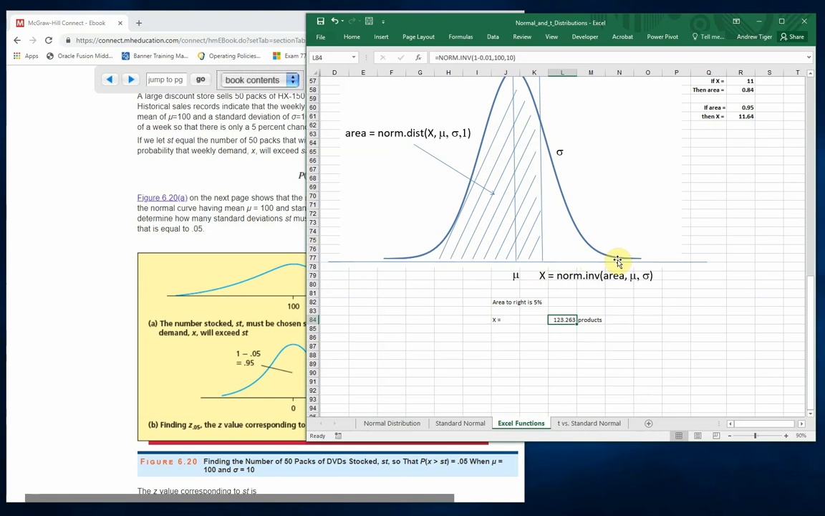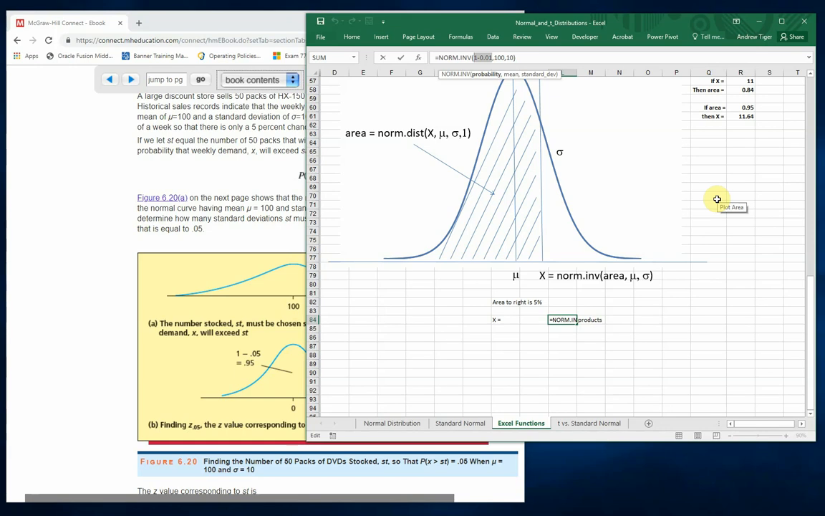Now sometimes the problems don't ask for the area to the right, they give you the area to the left. So you have to understand the problem and know, are we working with the area to the right or the area to the left? And that would tell you if you wanted to either put 1 minus or just put in the area. It depends on what they're solving for.